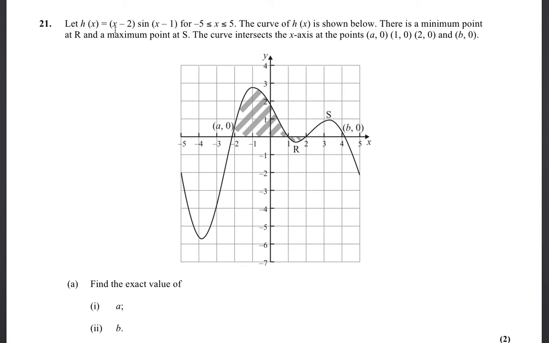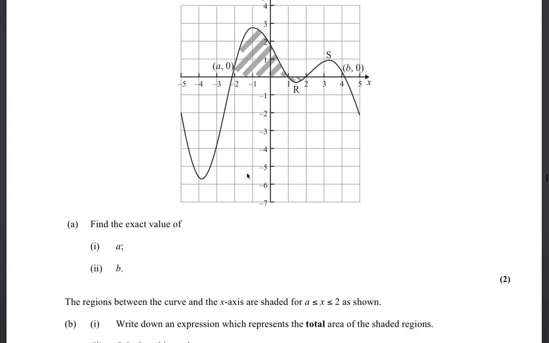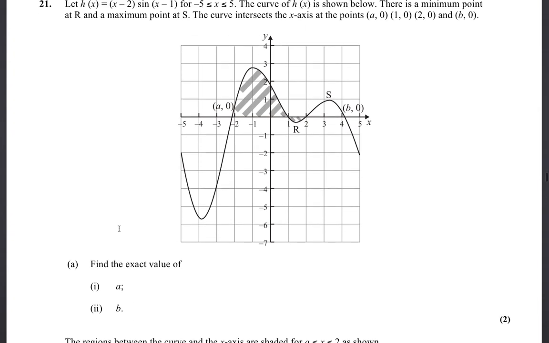Let us look at problem number 21. Let h of x equal to (x minus 2) times sine of (x minus 1), for x between minus 1 and plus pi. This is the curve given here. There is a minimum point at R and a maximum point at S, and the curve intersects the x-axis at a comma 0, 1 comma 0, 2 comma 0, and then b comma 0. Now the question is: find the exact value of a and b.